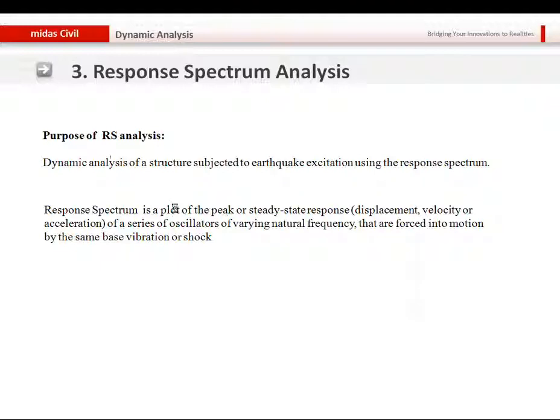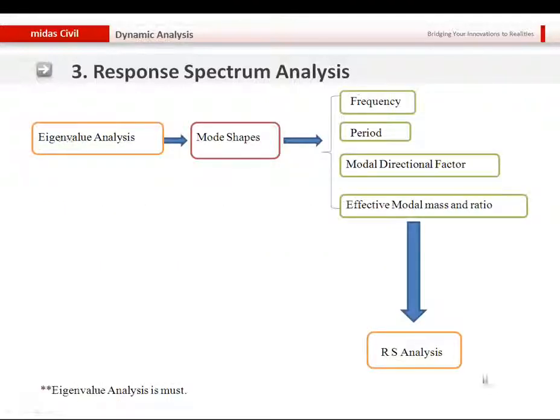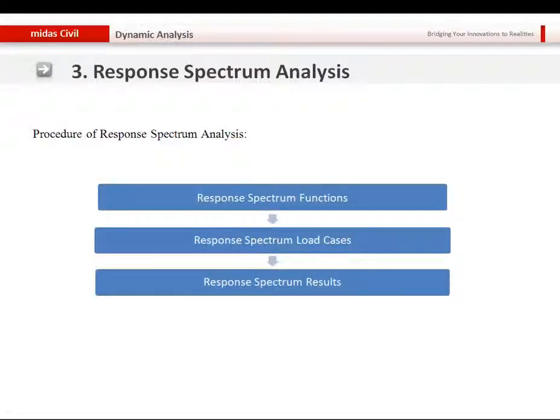So this is how the response spectrum analysis is performed in MIDAS Civil. First, we perform the eigenvalue analysis. We determine the mode shapes, the frequency, period, modal direction factor, and the effective modal mass and ratio. Then we combine it with the spectrum function, and then the program performs the response spectrum analysis as desired. So this is the procedure to perform the response spectrum analysis in MIDAS Civil.